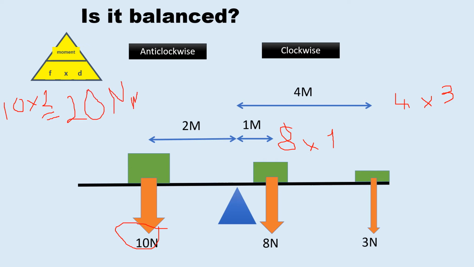And then for the next one, you've got 8 times 1, which is 8 newton meters. And then this one is 12 because it's 4 times 3. So now you add 12 plus 8, so 12 plus 8 is 20. So they are in balance. They are in an equilibrium.